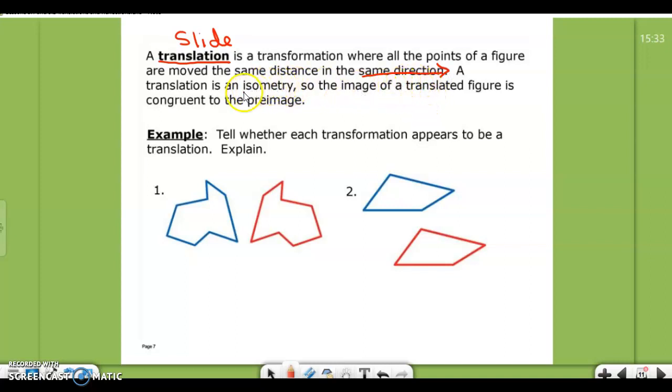Now, a translation is an isometry. Isometry means that your image is congruent to your pre-image or your original.